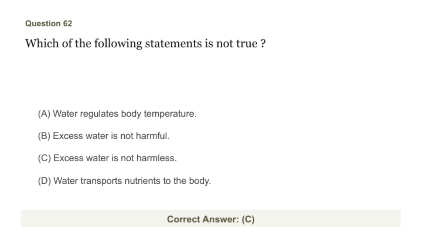The key takeaway here is that while water is essential and has many vital functions, overdoing it can be harmful. It's important to maintain balance, just like with many other health aspects. This question reminds us to be mindful of our water intake and not assume more is always better.